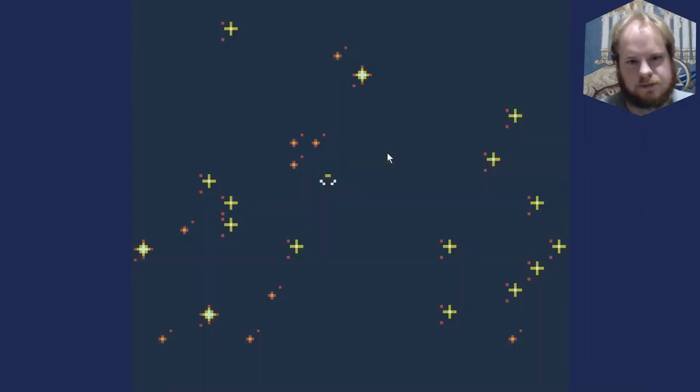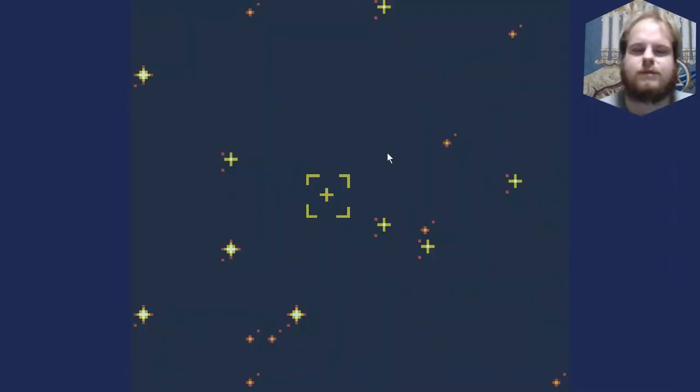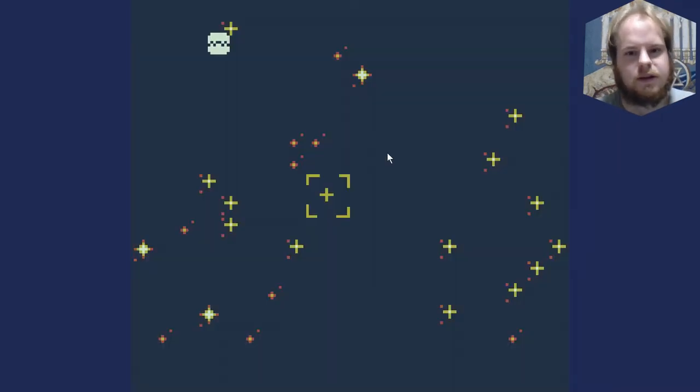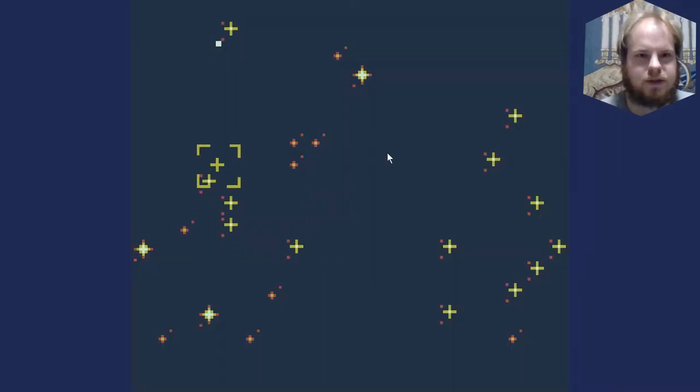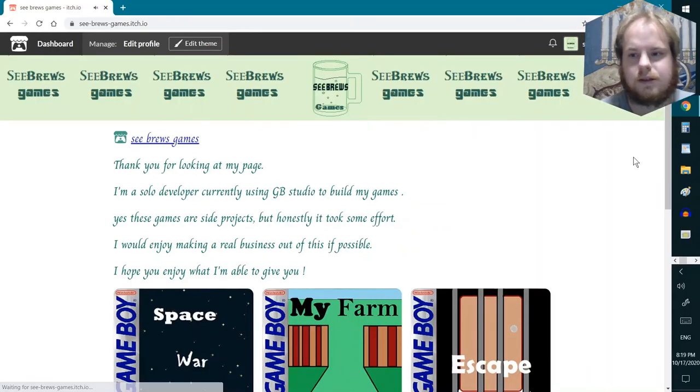Oh, it's kind of hard to position. Got it. Okay. So you can miss, but you also have a higher probability of hitting it if it's right over the target. Okay, so that's that game.